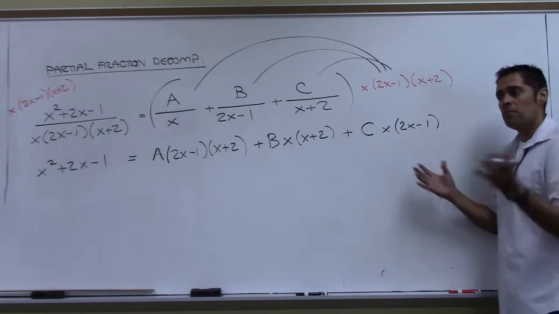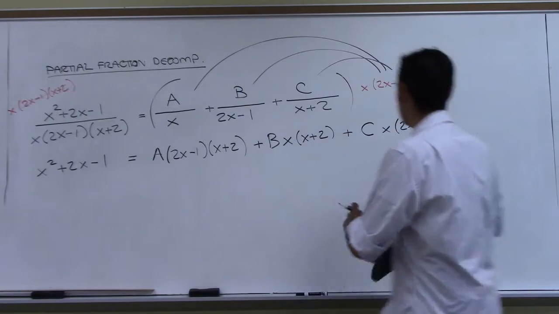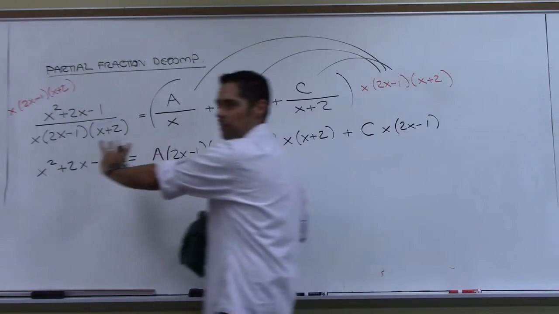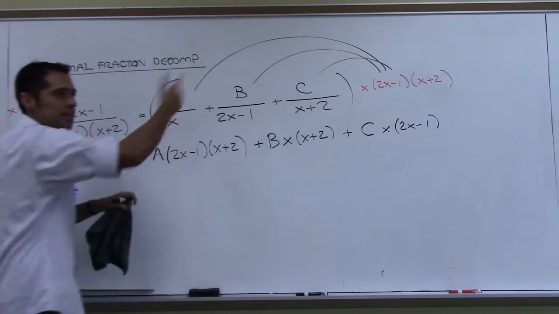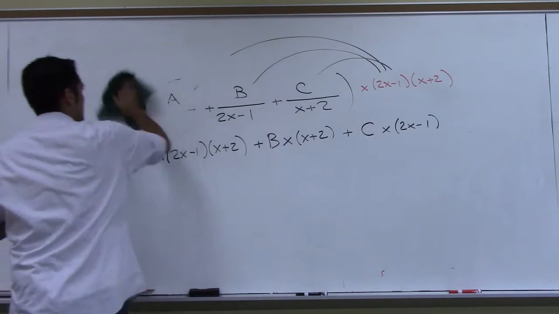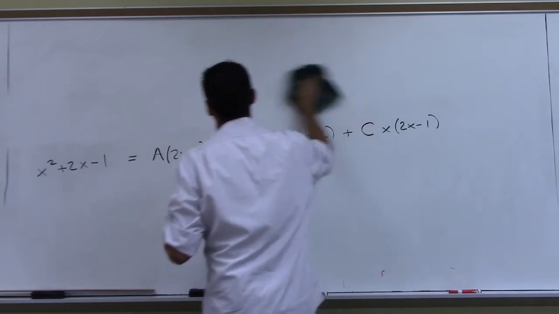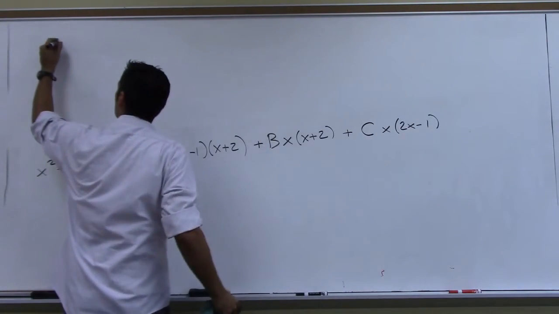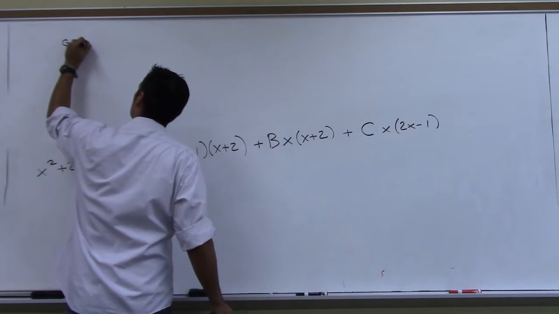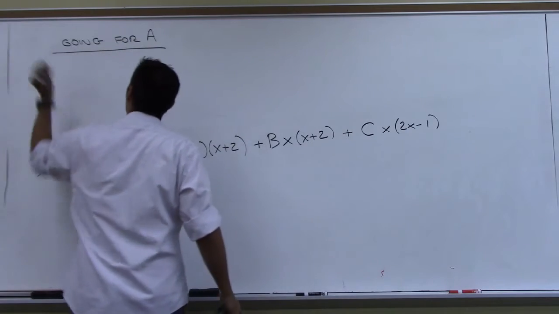We first say, let's go for A. All right? Let's try and get A right now. This is going to be like the master equation that I'm going to work with for the rest of the problem until I get back to the integral. That part right there. All right, let's try and find A. I'm going for A right now, okay? I'm going to go for A, trying to get it.